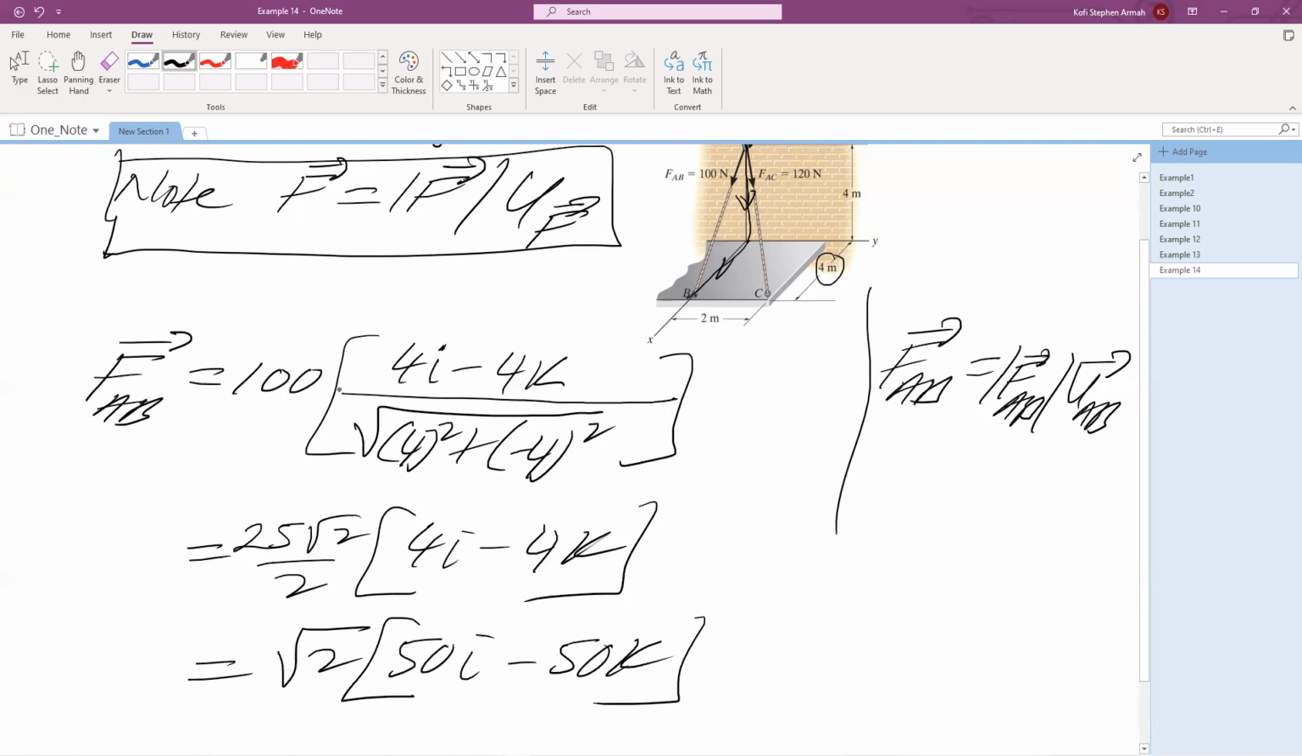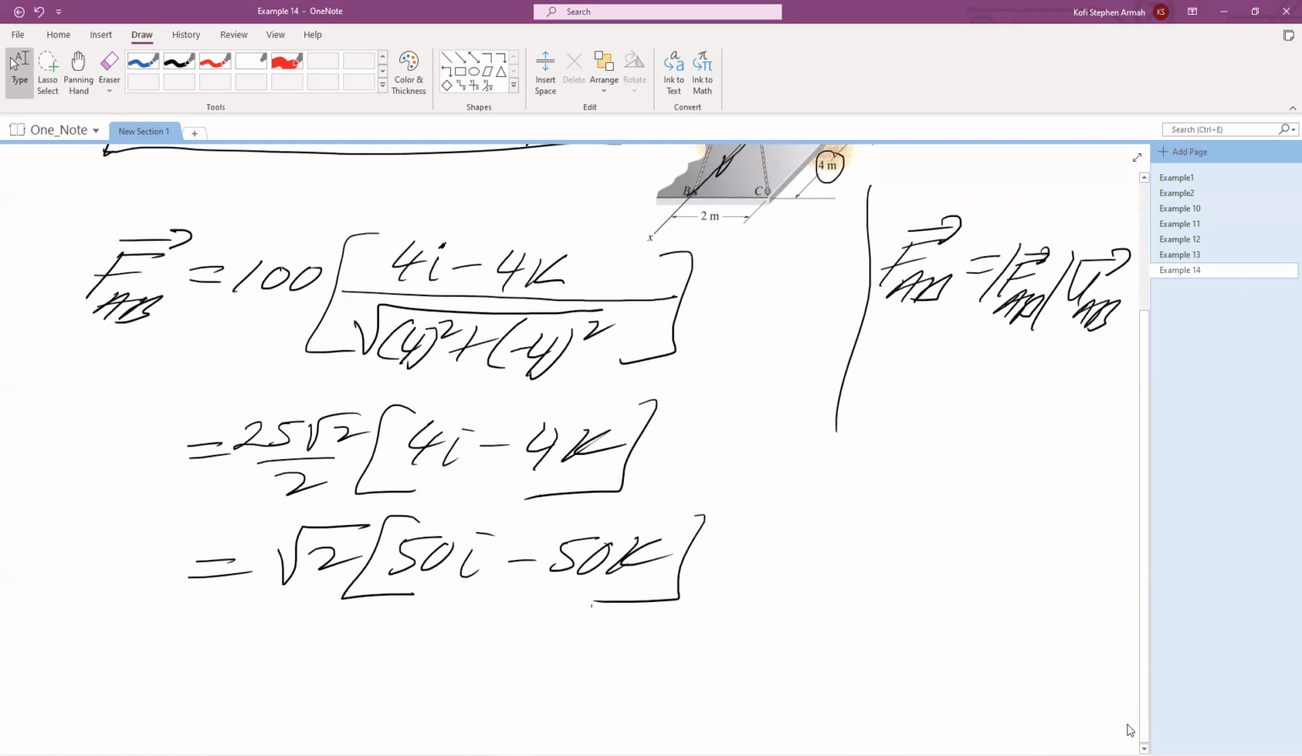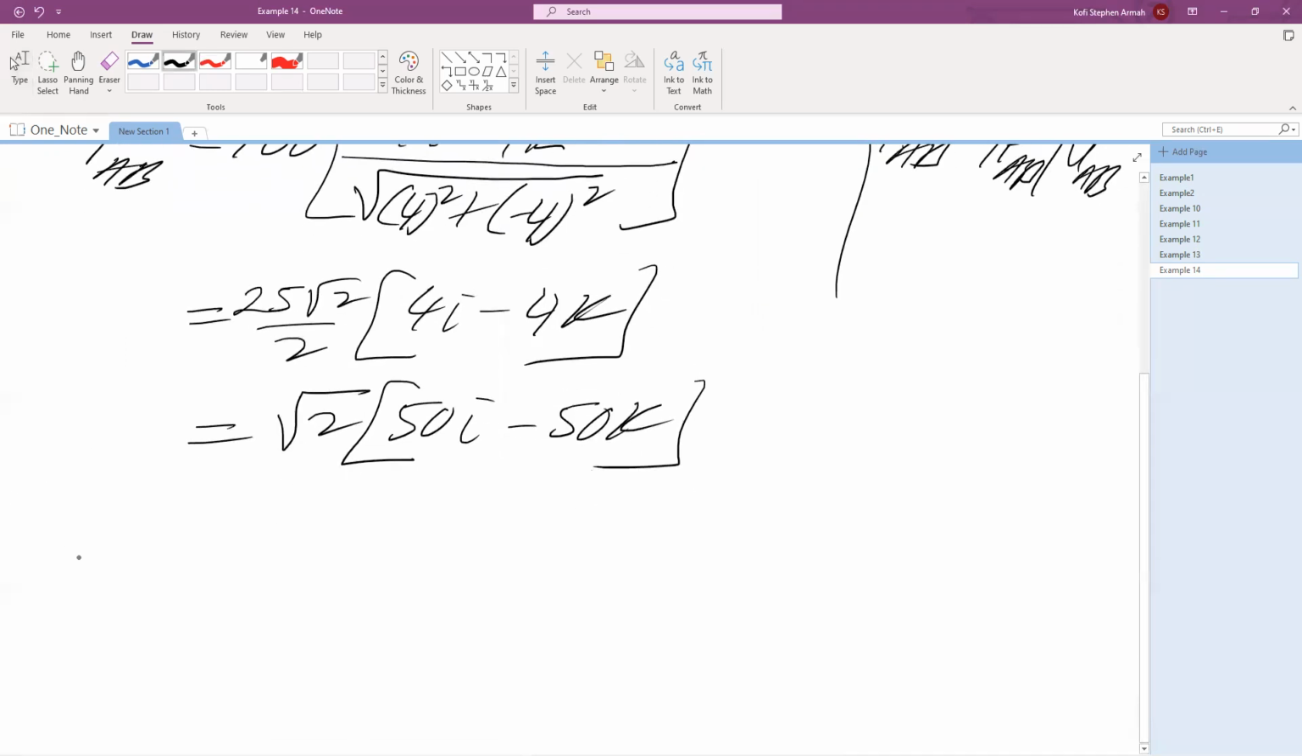Let me see. Square root of 4 square plus 4 square. Yes, so it's going to be 1 over root 2. So that, okay, cool. Let's go on. Then I'll go to the next one. The next one is FAC.